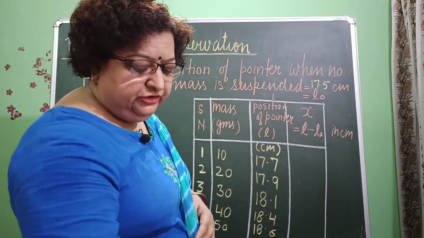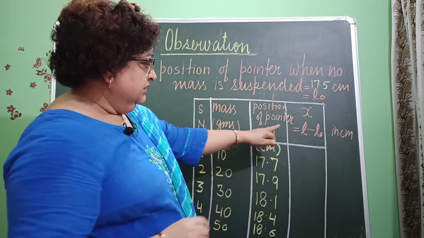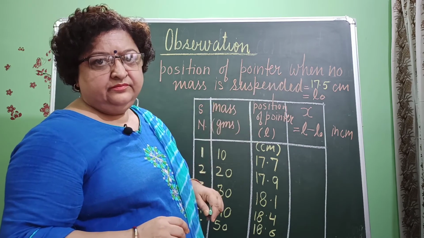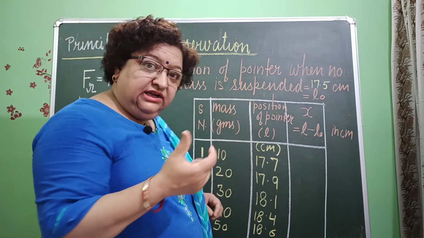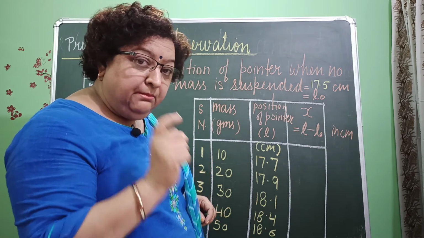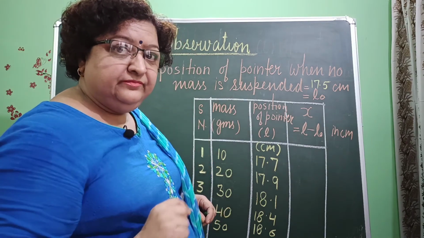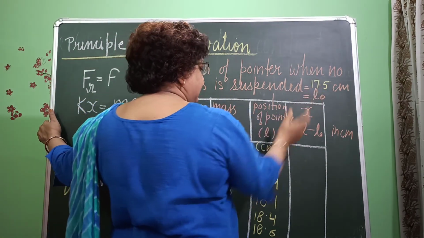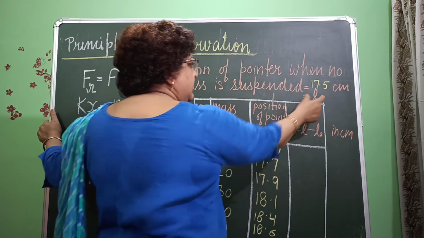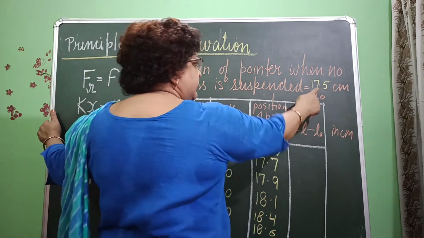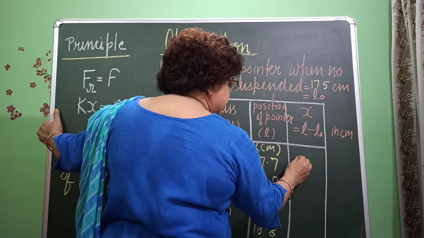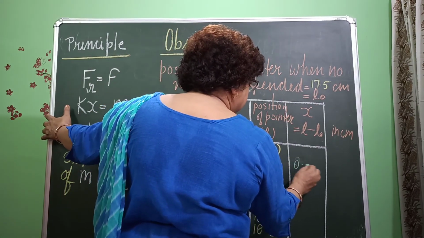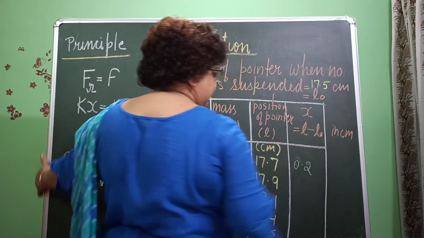And now we are going to write the next column, that is L minus L naught. You observe the way technically the numbers have to be written. 17.7 minus 17.5, every time you have to subtract from L naught. 17.7 minus 17.5, so it will be 0.2 centimeters. Let me use the yellow color only.